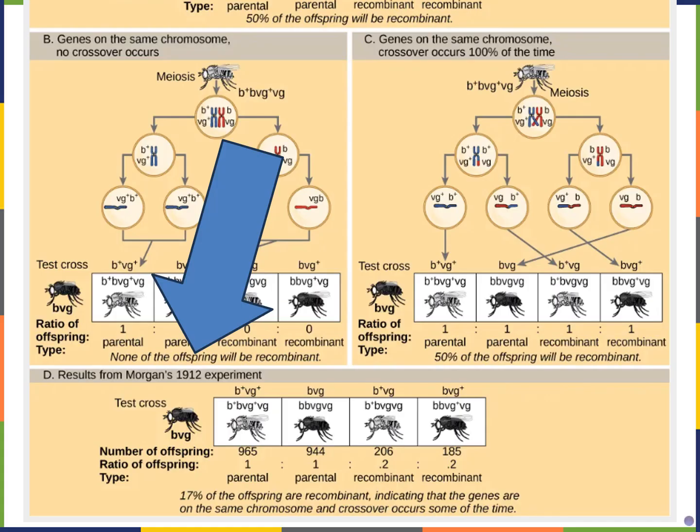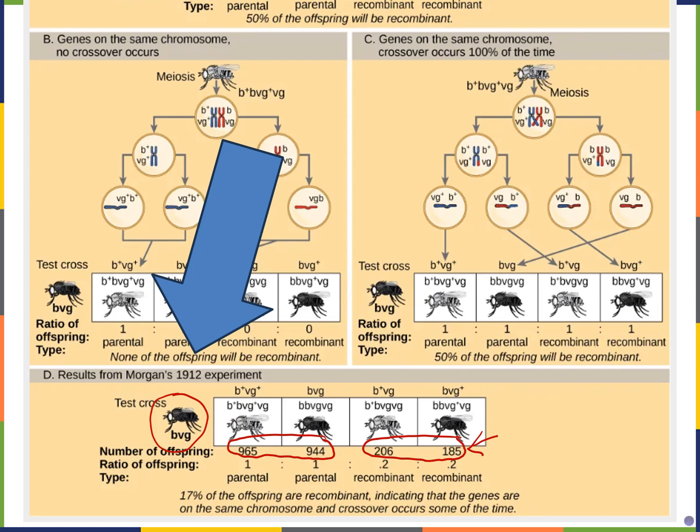So when Thomas Hunt Morgan actually performed this cross between that heterozygous, that dihybrid fruit fly, and this tester fruit fly, this is what he actually found in terms of the number of fruit flies for each type. So when he looked at the offspring, he found these were the numbers of parental type offspring produced, and these were the number of recombinant type of offspring produced.